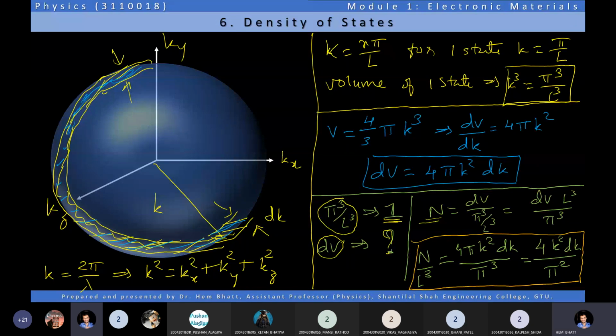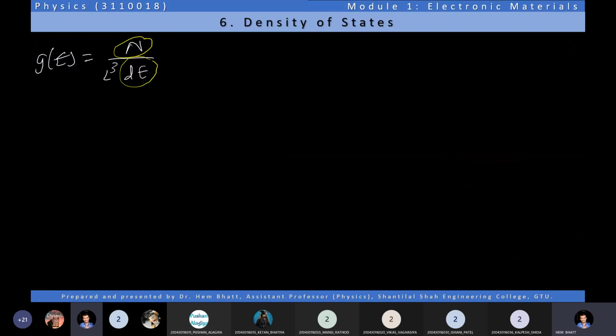So now let me go back to the previous screen. So now I can say that I have got n by L cube. What is n by L cube? 4 k square dk.